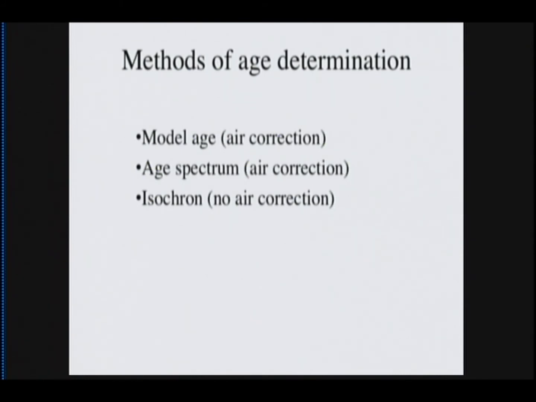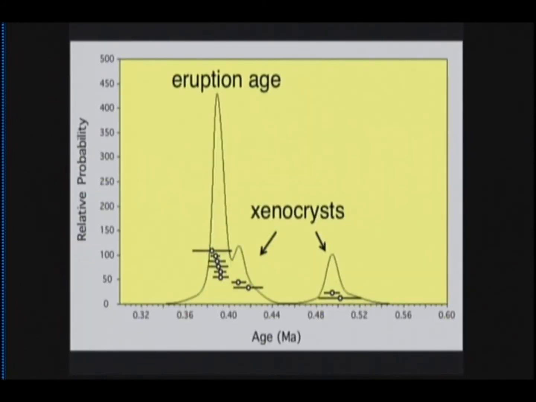Okay, so I'm basically going to talk about three fundamental ways of combining data to determine an argon-argon age. The first one is what I call a model age, because it depends on the air correction. And this is simply, well, I'll come to it. The next one is the age spectrum method, which also depends on the air correction, although it has a little bit more information. And then finally, the isochron method, which does not require an air correction. So we'll start with simple model ages.